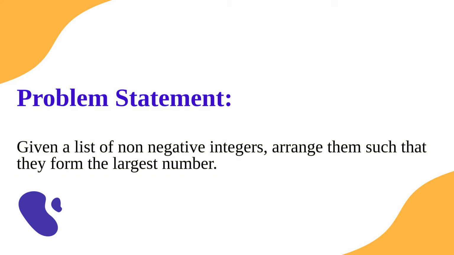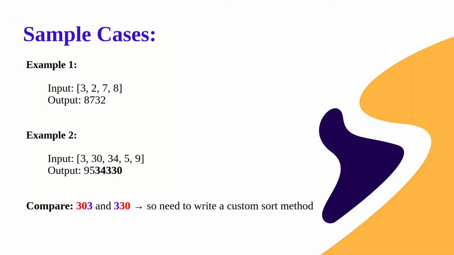Okay, so what do we mean by non-negative integers? That it can be either 0 or a positive integer. And we need to arrange those integers to form the largest number. So let's first understand what the problem statement asks us to perform. Let's consider the first example.